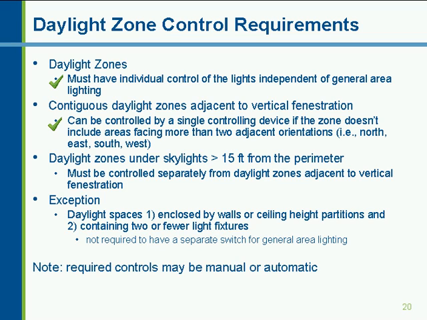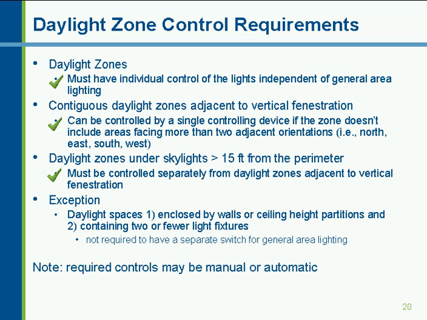You can control larger areas with a single control if that zone or the areas in that zone do not encompass more than 2 adjacent orientations. So you could have a north and an east corner, for example, all in the same control, but areas on the north and the south could not be controlled with the same control, for obvious reasons. If you have daylight zones that are under skylights and are greater than 15 feet from the perimeter, then these must have a separate control as well from the area that's daylit with windows on the side of the building. Must be a separate control.